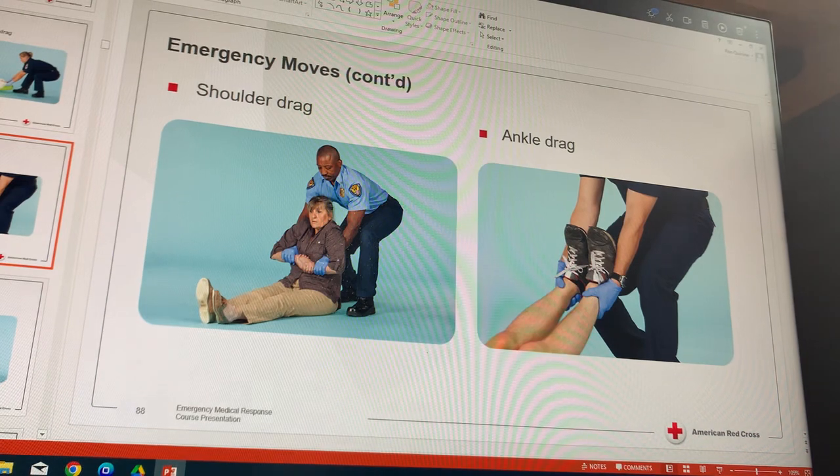Next, we're going to discuss the ankle drag. For the ankle drag, also known as the foot drag, firmly grasp the patient's ankles and move backwards. Pull on the long axis of the body and do not bump the patient's head. Keep your back as straight as possible and do not twist. Move carefully because you are moving backward, which may result in back strain. This move is not safe for a patient suspected of having a head, neck, or spinal injury.